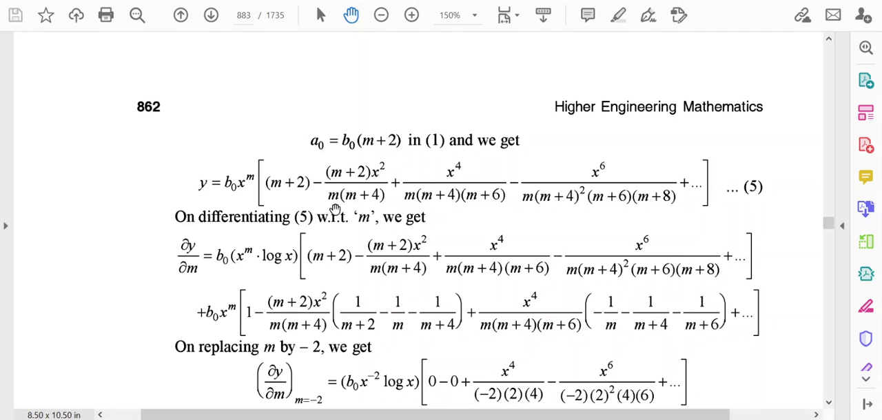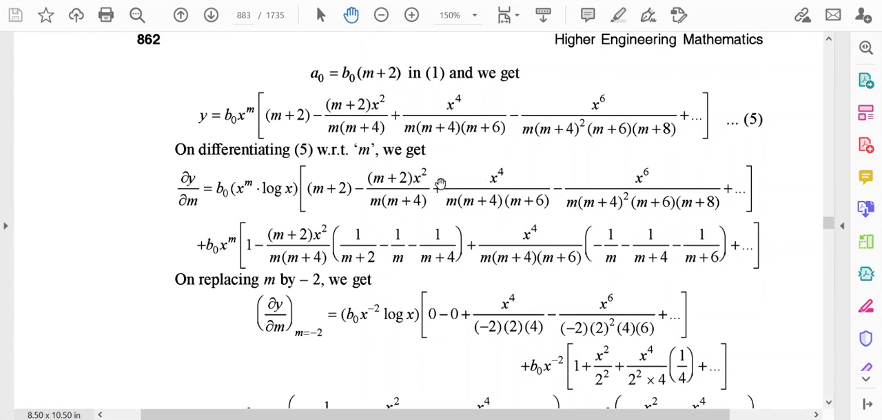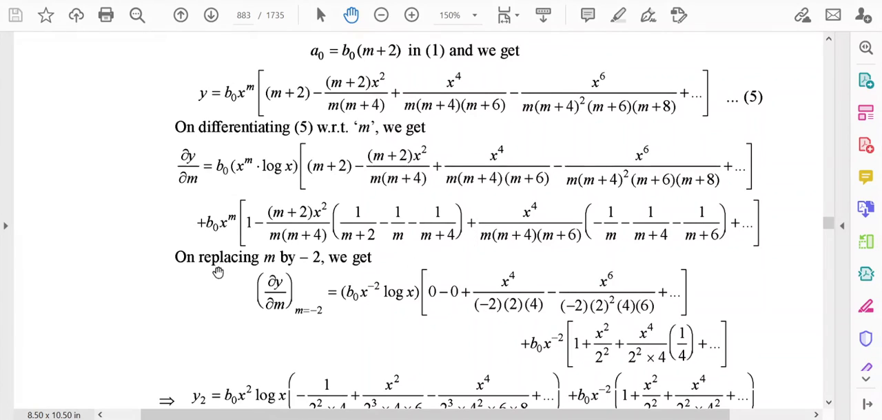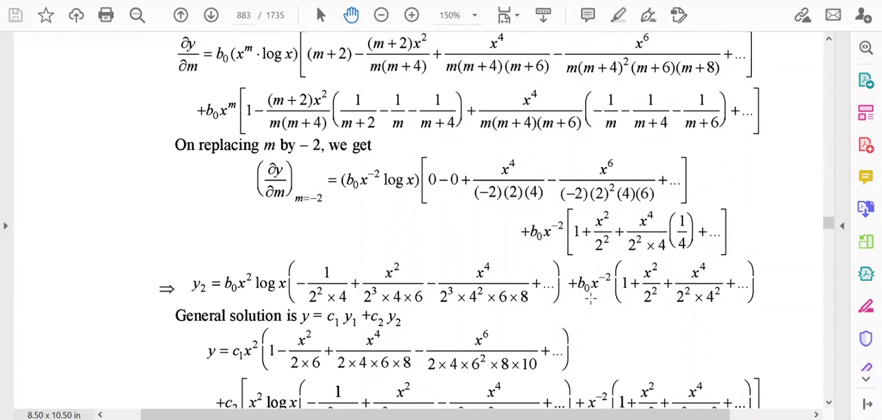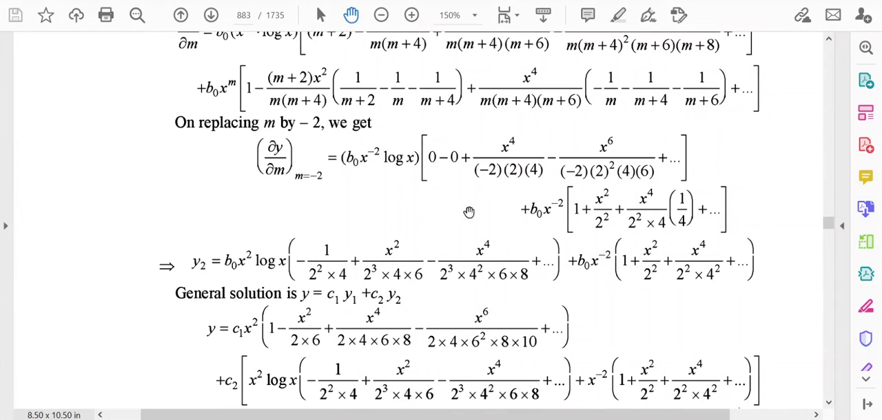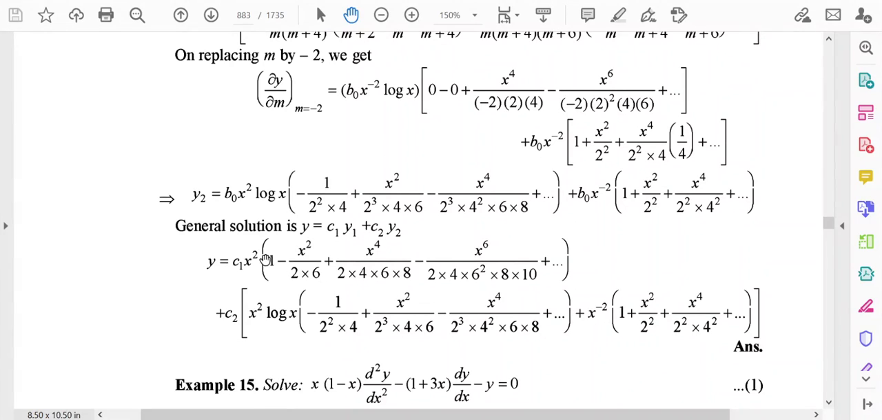Now what we will do, we will differentiate equation 5 with respect to m. So after differentiation we are obtaining this equation, and in this equation you have to replace m by minus 2 to obtain the second solution. So we are going to calculate del y by del m for m is equal to minus 2. So you have to write m is equal to minus 2 in the right hand side. Then you will obtain this equation. So del y by del m for m is equal to minus 2 is the second solution y2, and the first solution y1 we have already obtained. So the general solution will be y is equal to c1 y1 plus c2 y2.